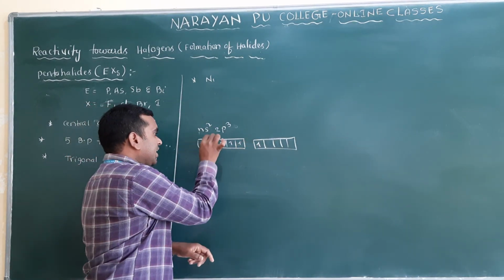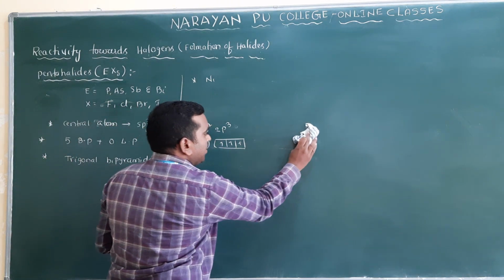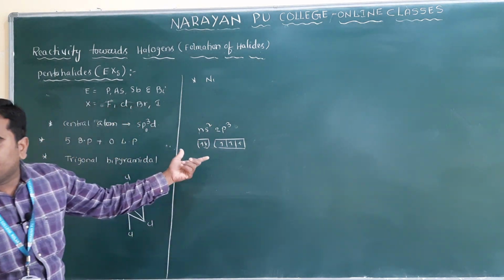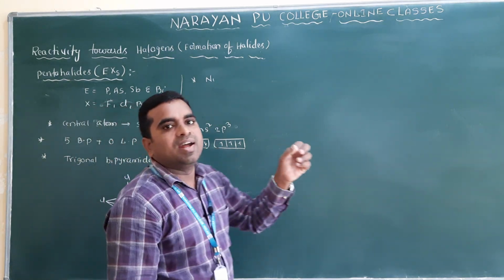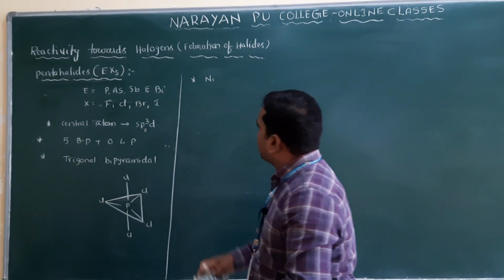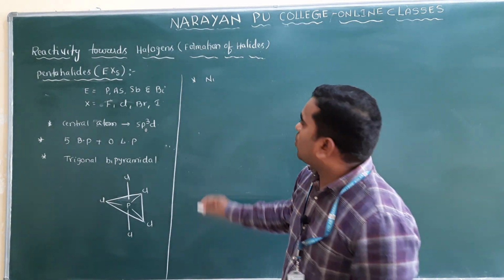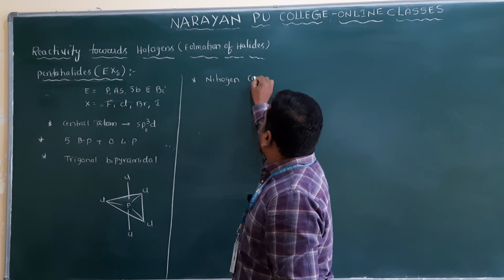But you know that nitrogen does not have the d orbital. So can it form the pentahalides? No, it cannot form the pentahalides. It can form up to the trihalides. It can form the trihalides but cannot form the pentahalides. That is important. Clear?